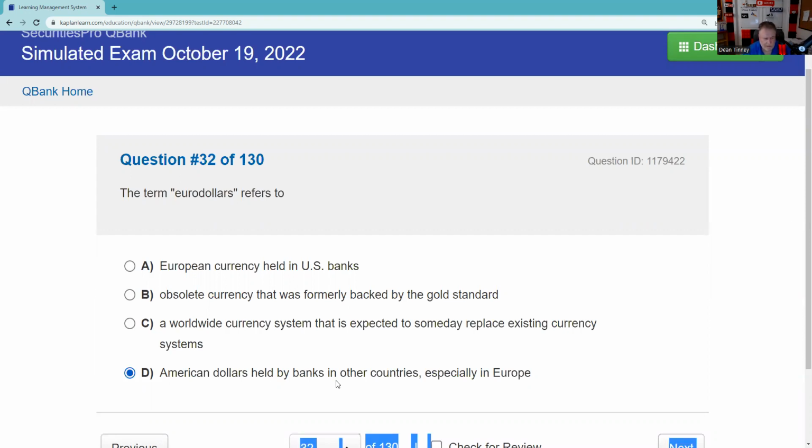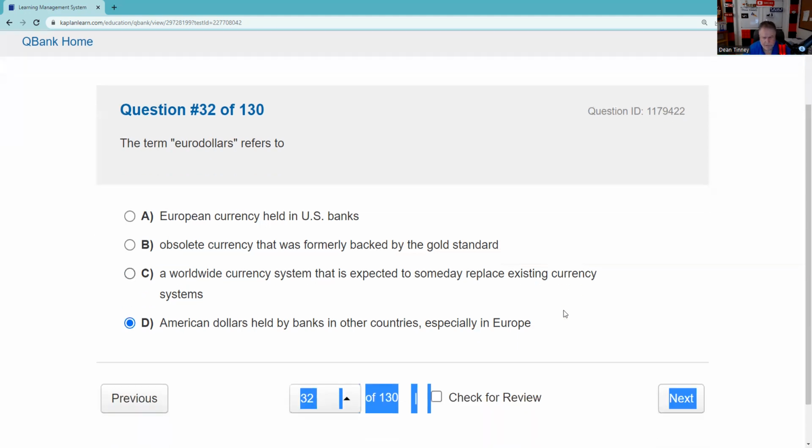Now, you might get on the test a Eurodollar bond, same thing, a European issuer, but they're agreeing to pay you interest and principal in dollars. So you would have currency risk. A Euro bond would be a bond that is denominated in euros, and you would have foreign currency risk.